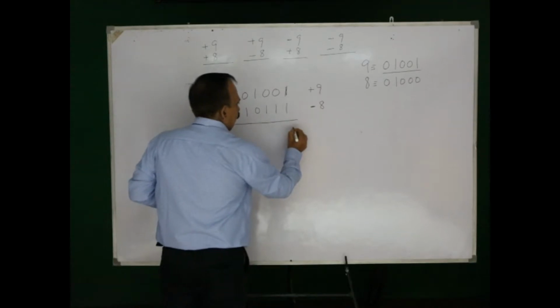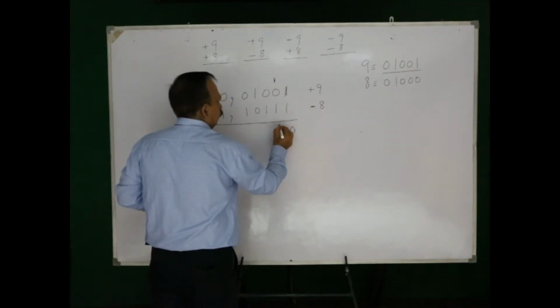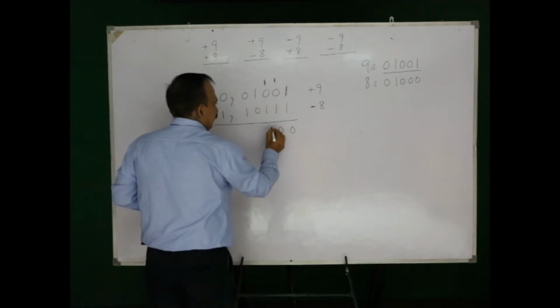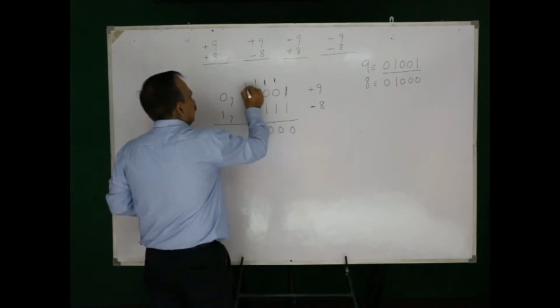Let it be 1 plus 1, 0. The carry is 1. It is 0. The carry is 1. It is 0. The carry is 1. It is 0. The carry is 1.